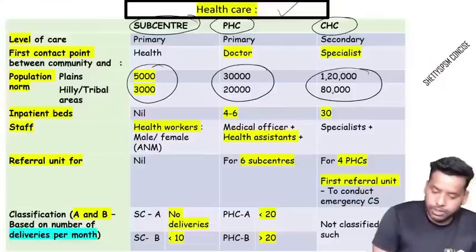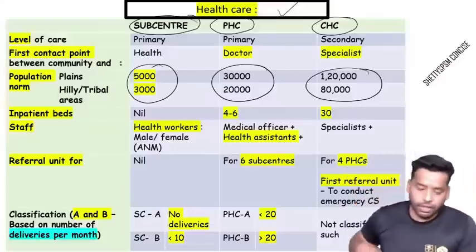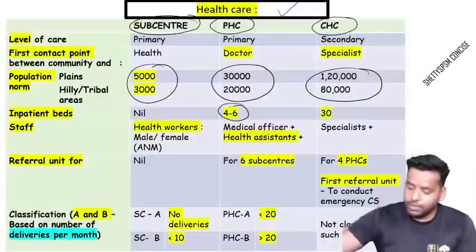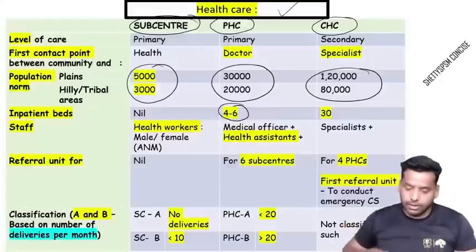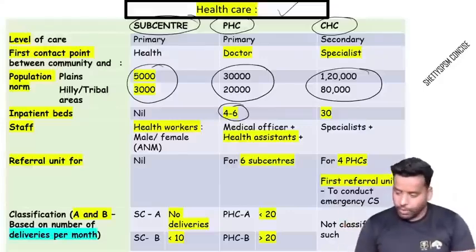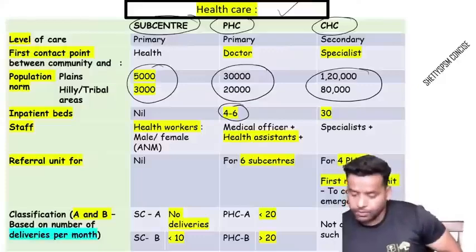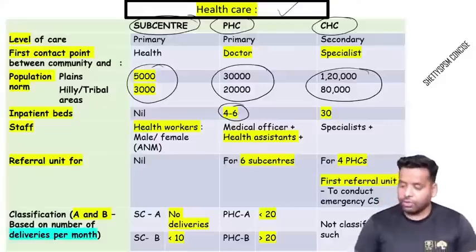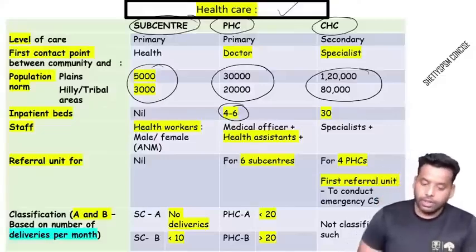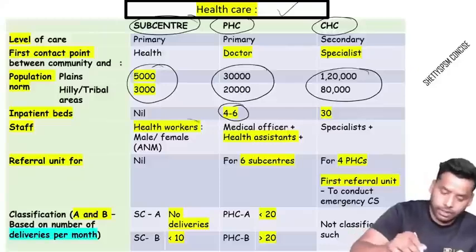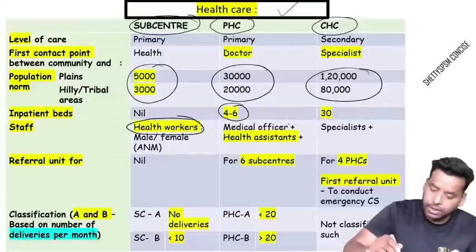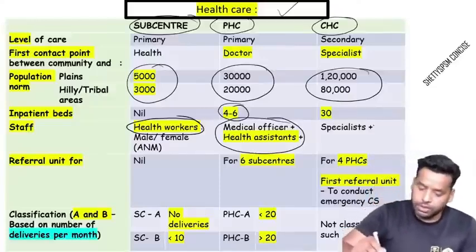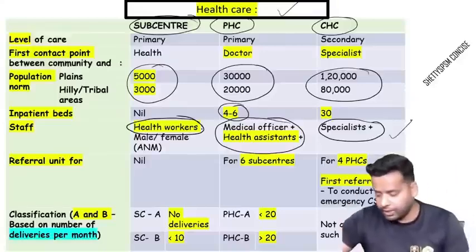How many inpatient beds we have in primary health center? Answer my next question. How many inpatient beds we have in primary health center? 4 to 6. Health workers, we have it in sub-center. Medical officer and health assistants, we have it in primary health center. So the specialist will come from community health center.